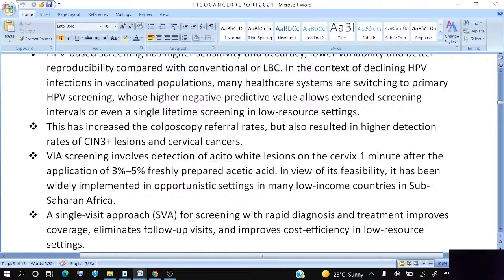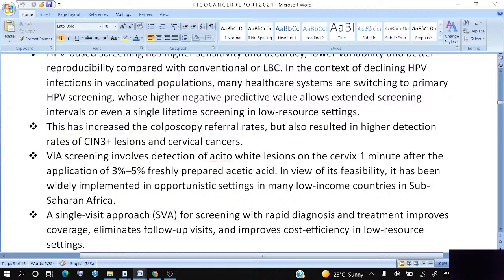So the colposcopic referral rate is increased because of many false positives, but the higher detection rate of CIN3 means that advanced lesions are ruled out.